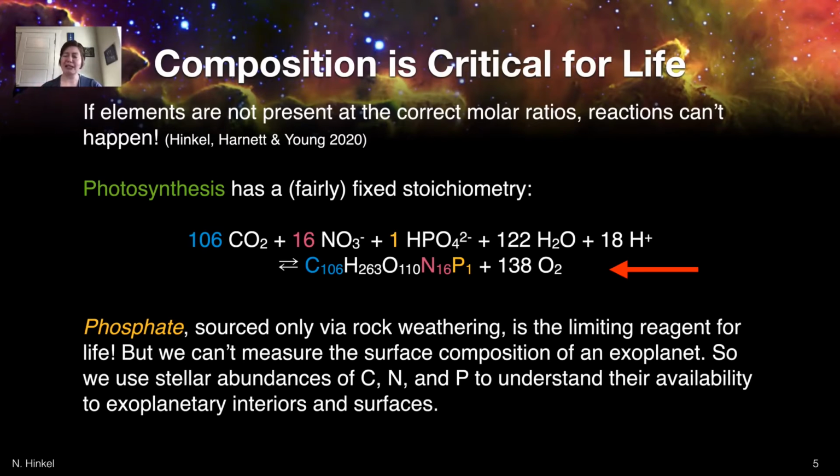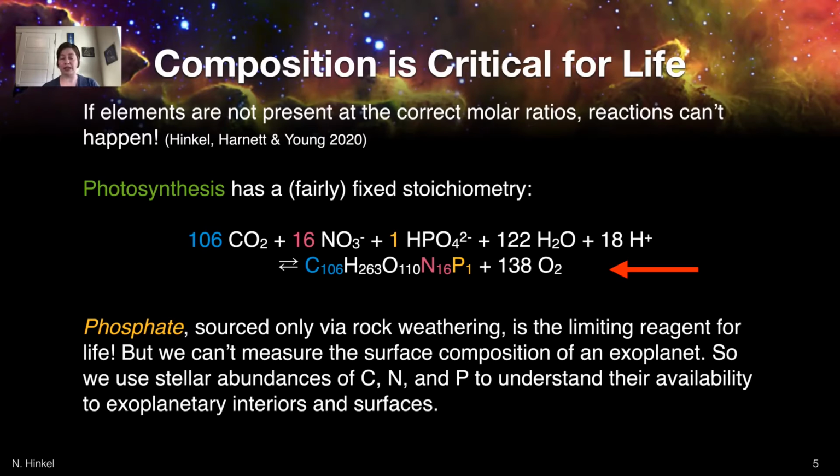This is crucial. It's very similar to baking a cake. If the recipe calls for 4 eggs and you only have 3, then that cake is going to be really gross. So in order to have a habitable planet, you need to have an edible cake, and that means having the recipe just as we see it.